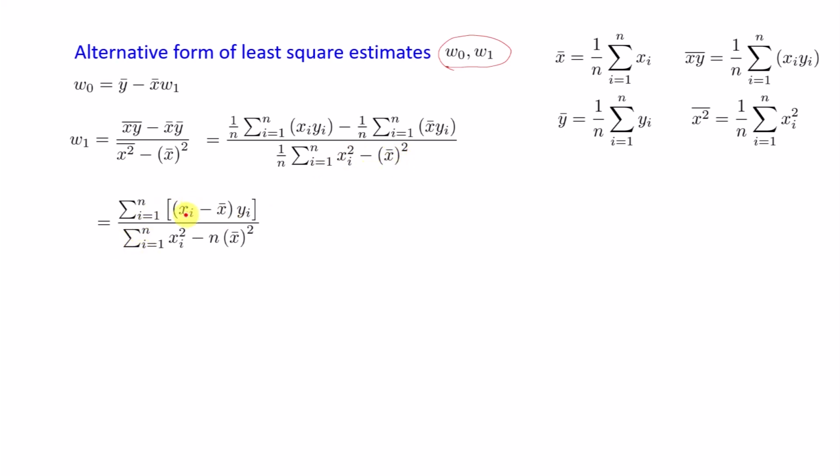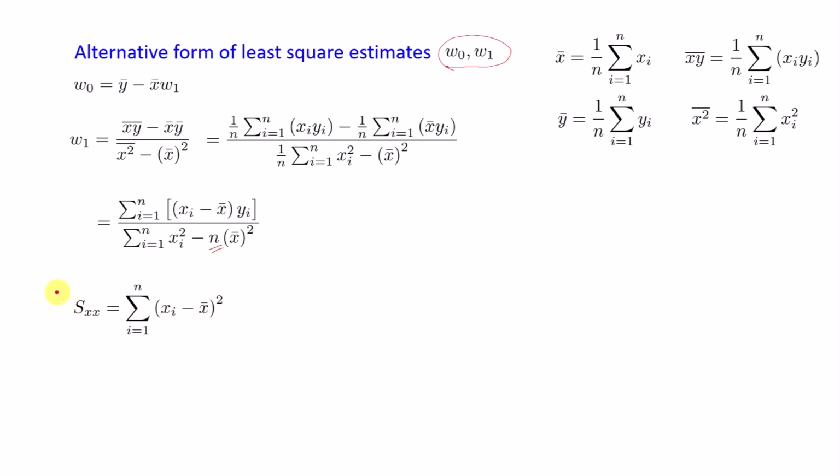So I remove n from top and bottom. That is why there is an n coming here. And at the top I have xi yi minus x bar yi. So I can write xi minus x bar yi, divided by xi square minus n x bar square. So we can work with this particular term here, which is at the bottom of this expression.